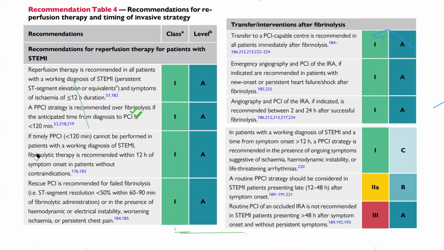It says routine PCI of an occluded infarct-related artery. Yes, that one. Can you explain it? Yes. So routine PCI of an occluded infarct-related artery is not recommended in STEMI patients presenting greater than 48 hours after symptom onset and without persistent symptoms.